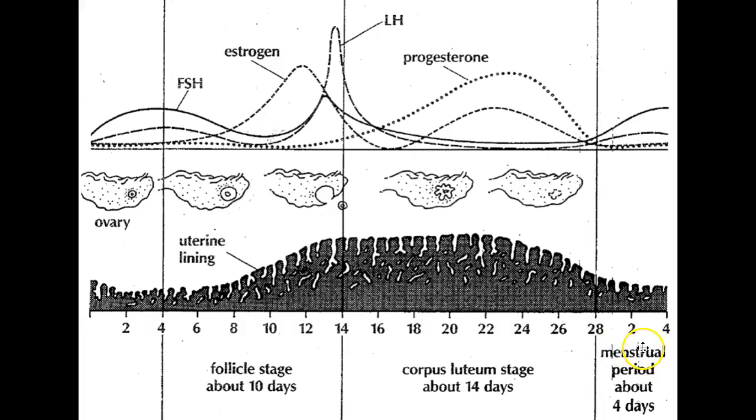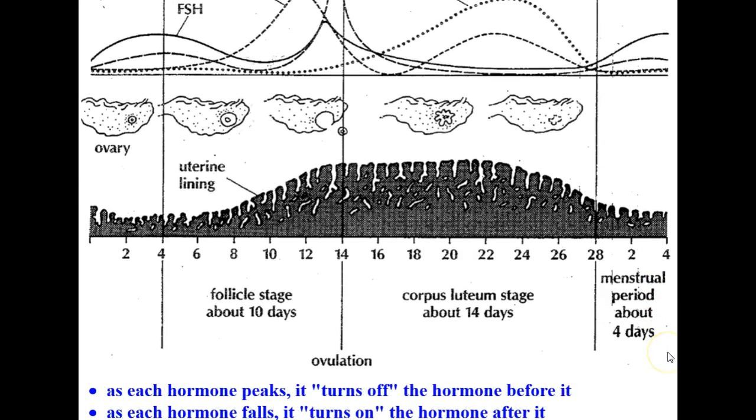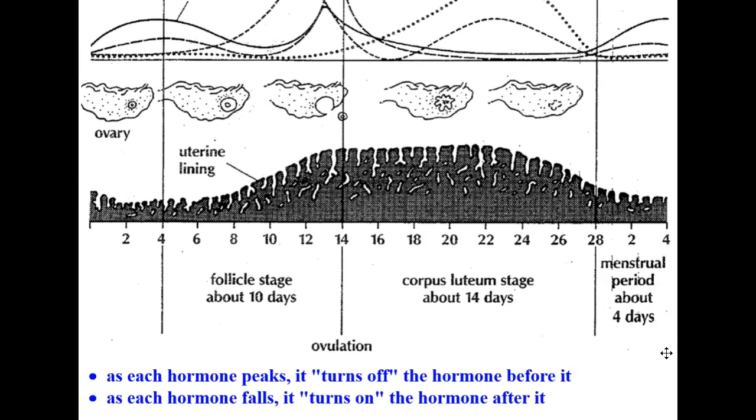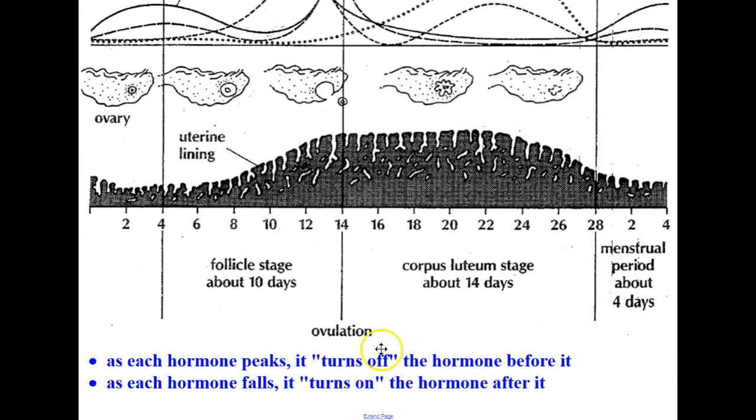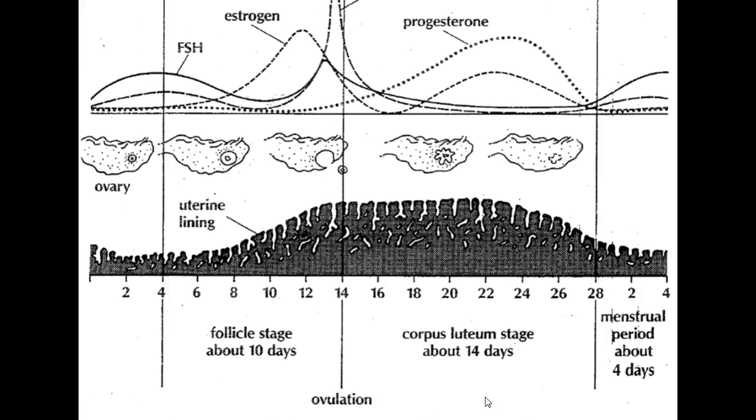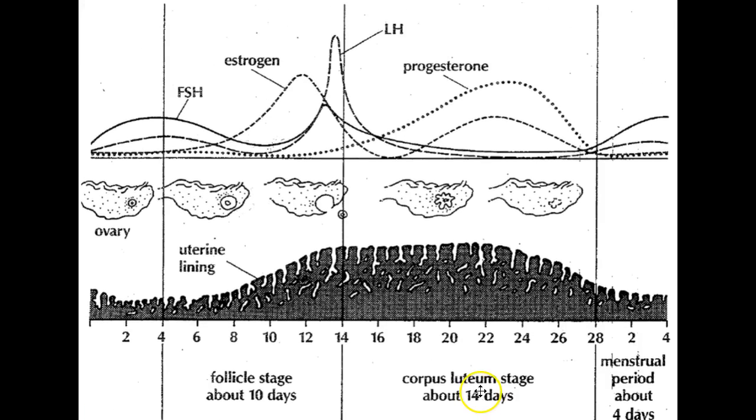And during the menstrual period, this would be the shedding of the uterine lining. So this is what's taking place on days 1 through 4 here at the beginning of the diagram, and on days 1 through 4 here on the end of the diagram. What's important to note is that as each hormone peaks, it turns off the hormone before it, and as each hormone falls in production, it turns on the hormone after it. We've already talked about these hormones in our previous lesson on the endocrine system. But let's run through this once again.